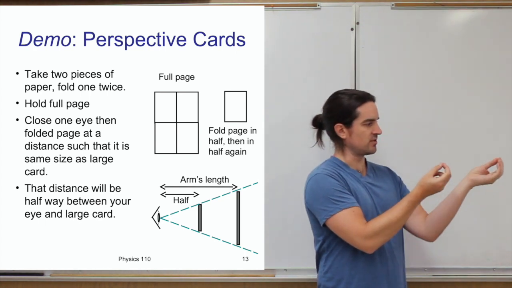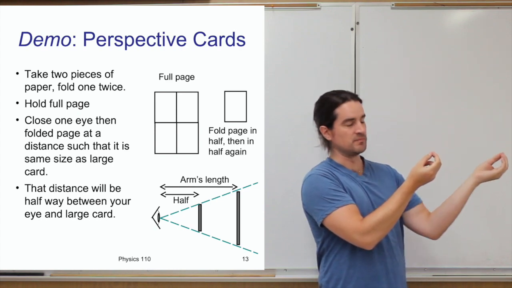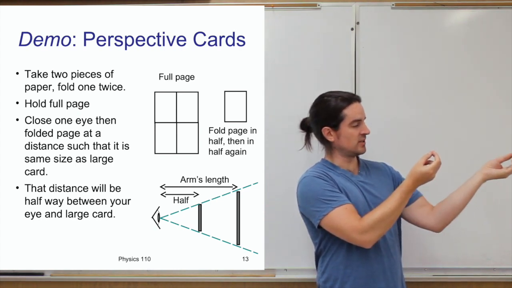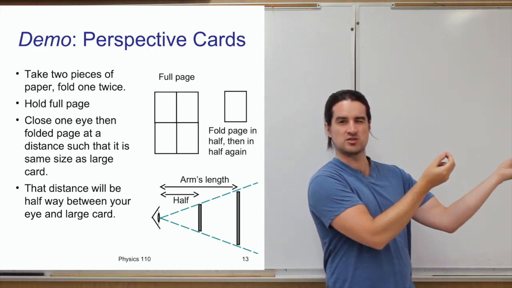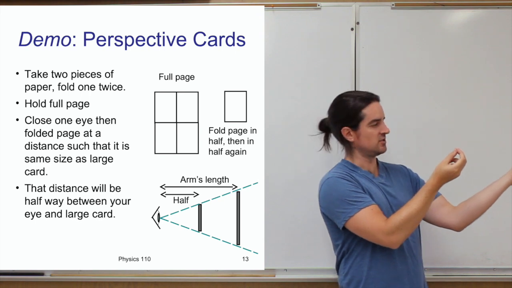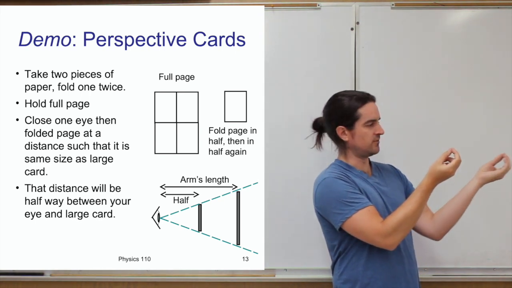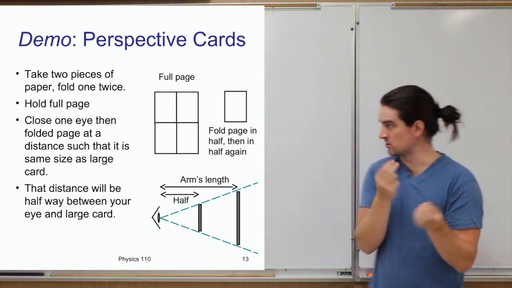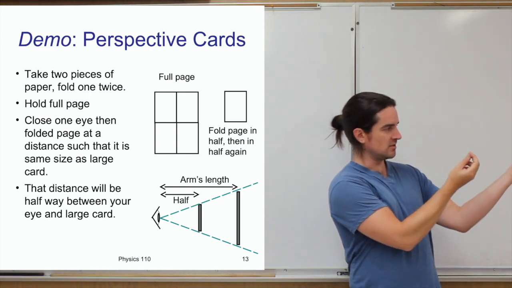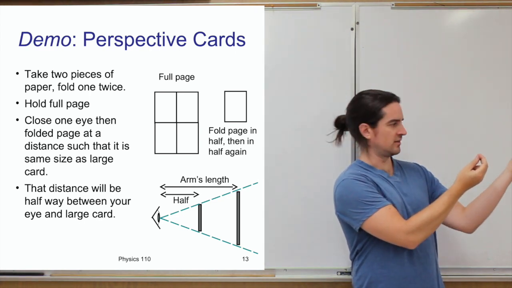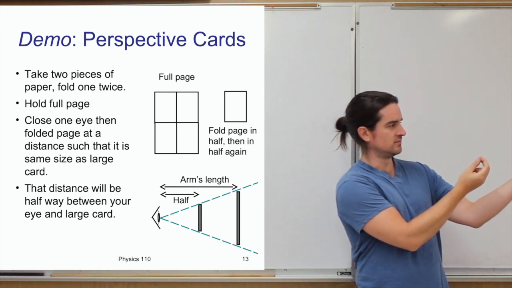Now take the full sheet of paper and extend it out, close one eye so you get a better perspective on both of them, and put it far enough out that it appears to be the same size as the folded sheet. You can overlap them a bit too, which makes it easier to figure out when they're the same size. Since this one is 4 times the size of that one, it's going to be about twice the distance away from you.